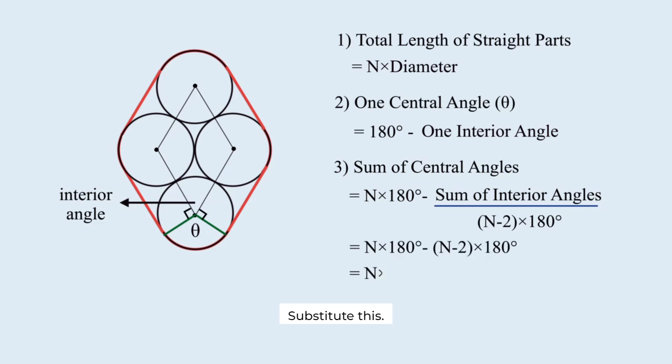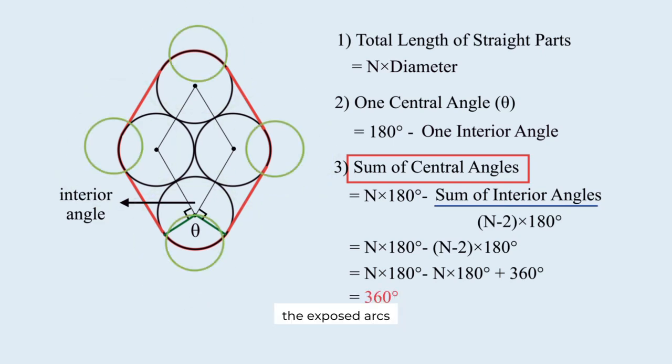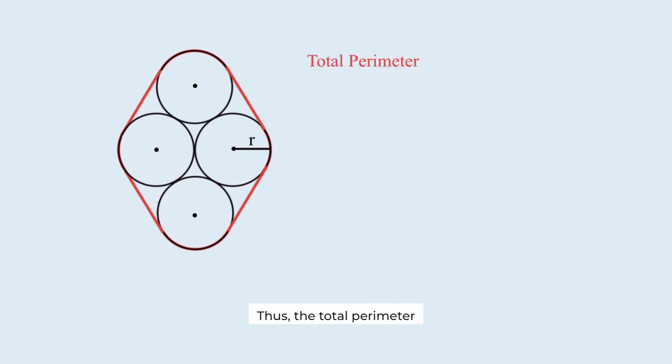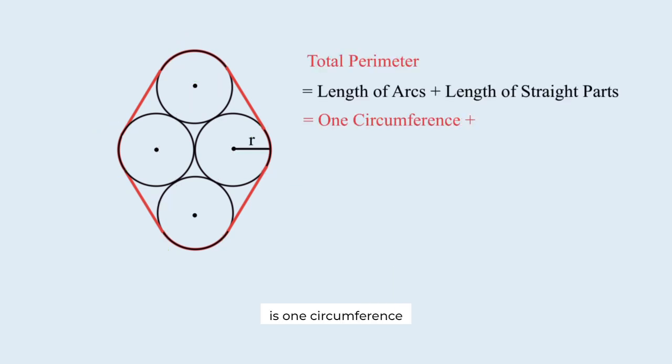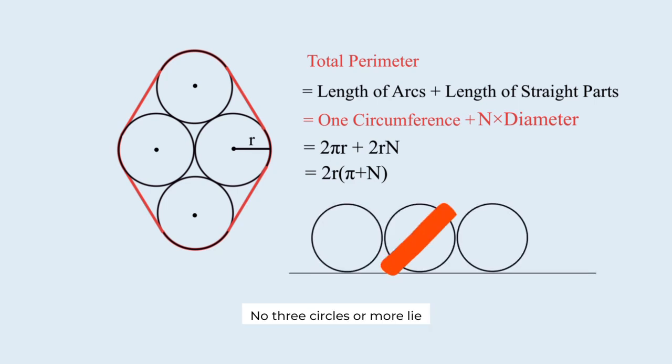Substitute this. The sum of central angles equals 360 degrees. No matter how many circles there are, the exposed arcs always add up to 1 full circumference. Thus, the total perimeter is 1 circumference plus n times diameter. This result holds under the following condition. No 3 circles or more lie on a single straight line, and each circle must touch the boundary.